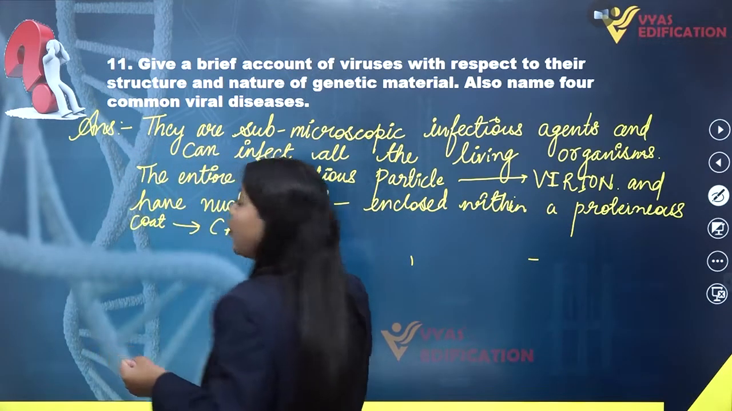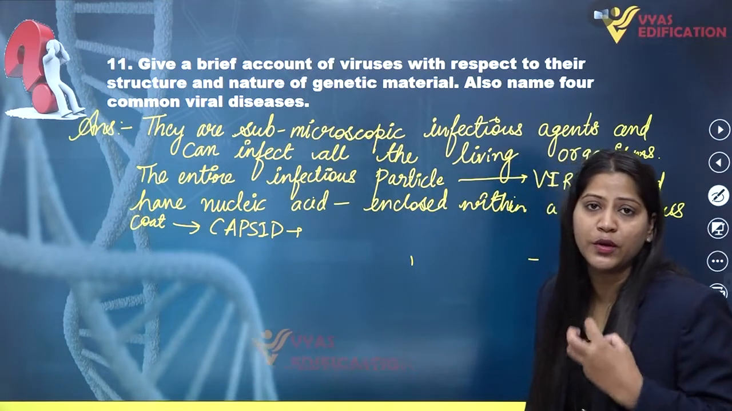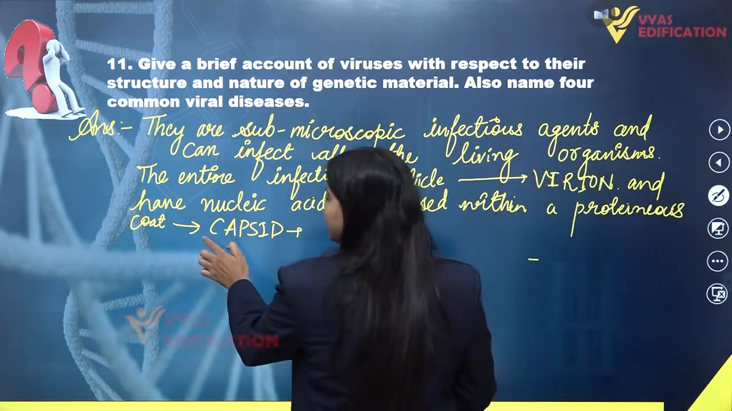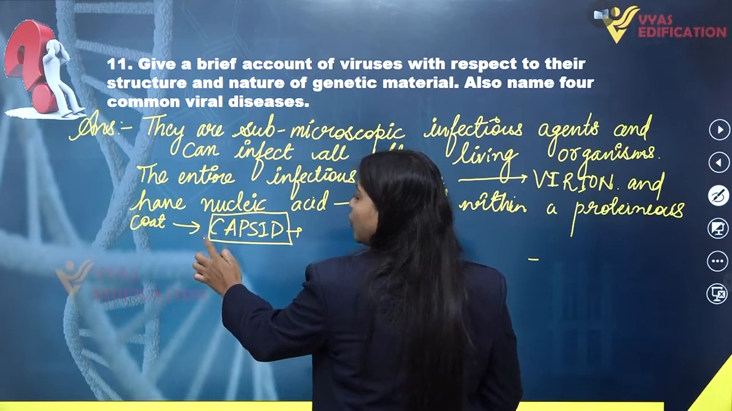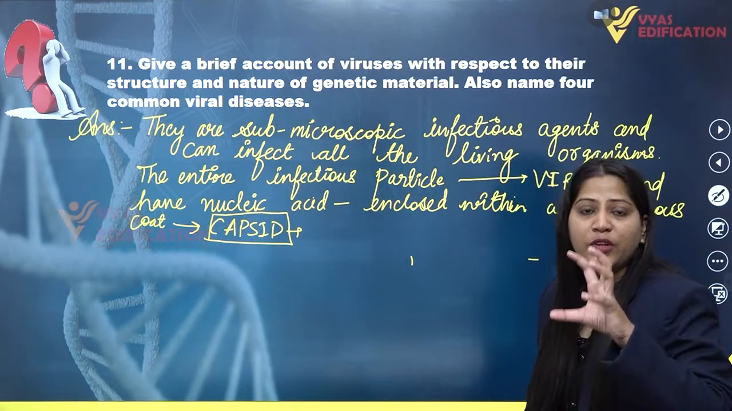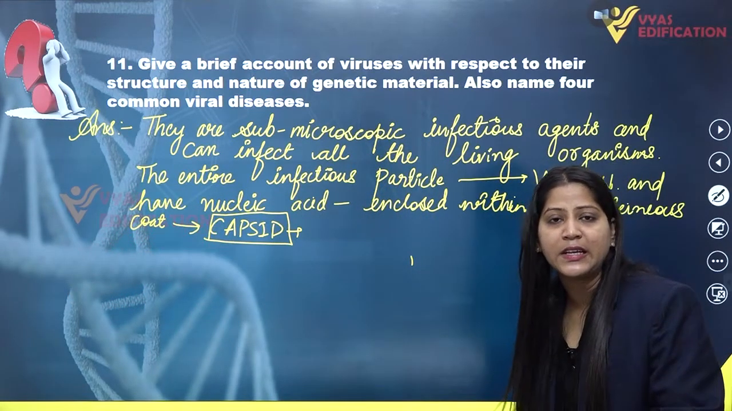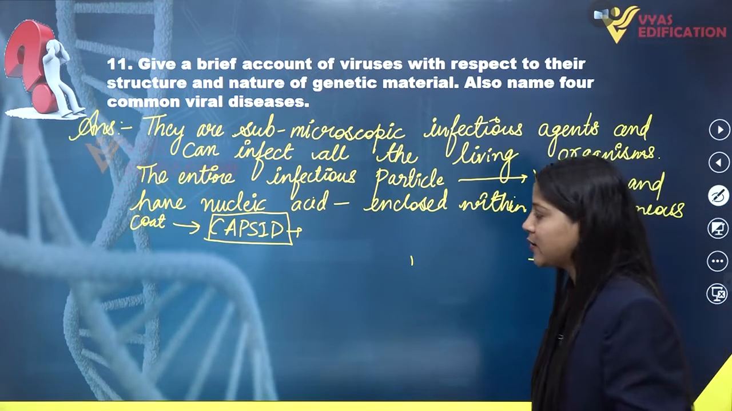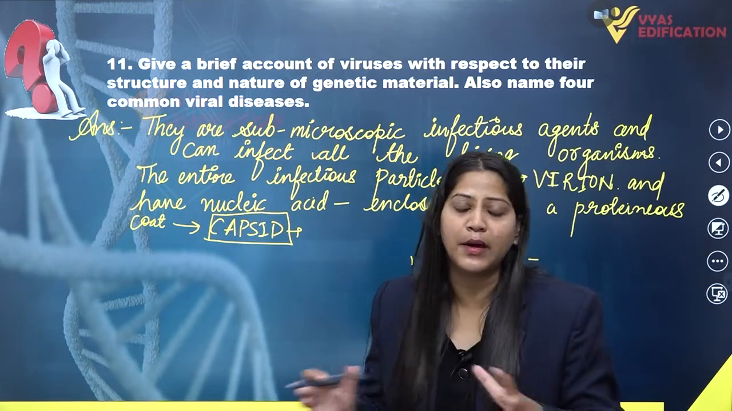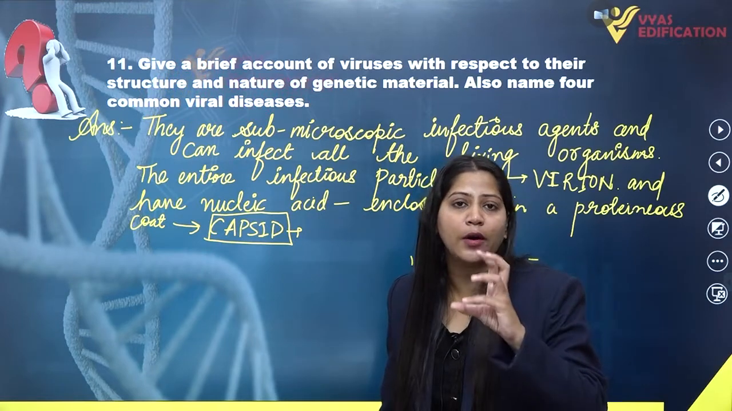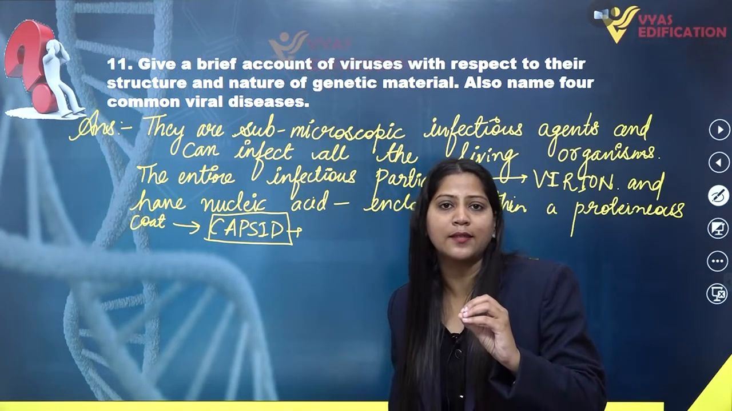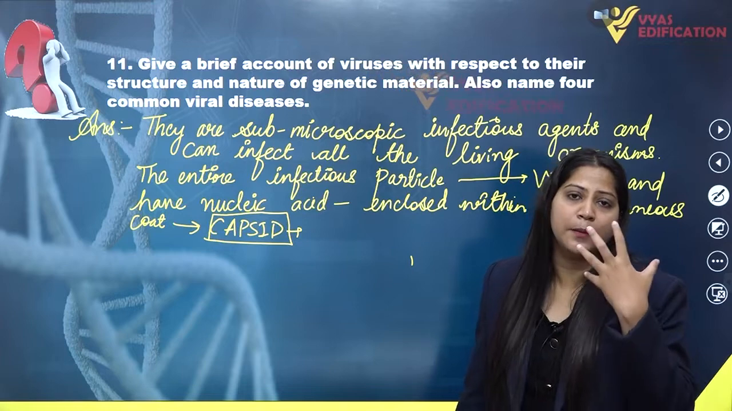This capsid is composed of small subunits known as capsomeres. So this capsid is basically the name of a proteinaceous layer which encloses the genetic material or nucleic acids of a virus. Viruses do not have a cell membrane or cell wall. They are just organisms with only nucleic acids. It can be RNA, it can be DNA.